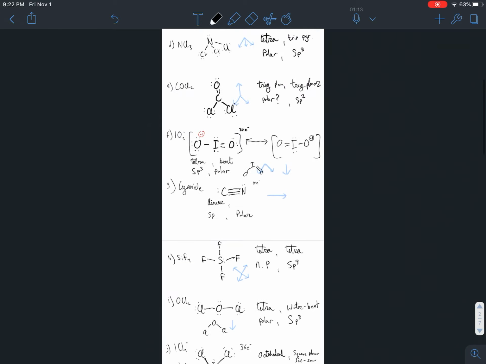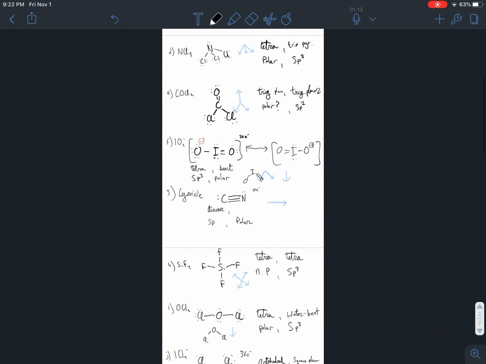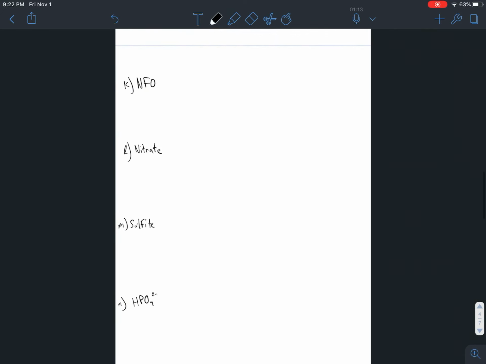Let's see. We have about half. Ooh. Okay, onward. Okay, now we're at NFO. So, what's the central atom? I don't know. Let's just say that nitrogen is, and then we'll draw a Lewis structure for it. And if we can't get anything that makes any sense, I guess nitrogen isn't the central atom. So that's how you figure out what the central atom is.